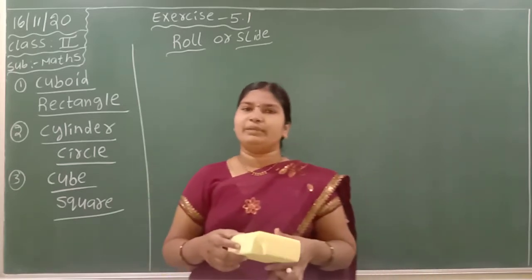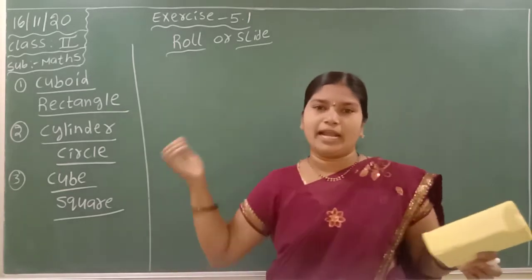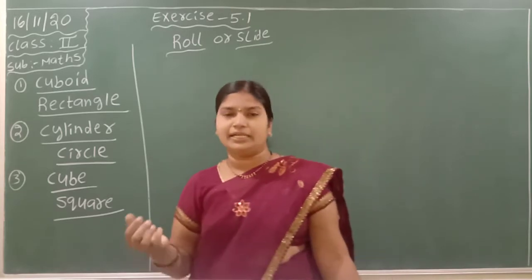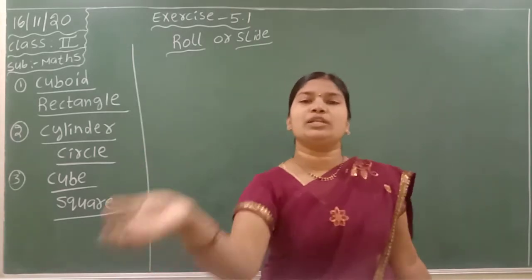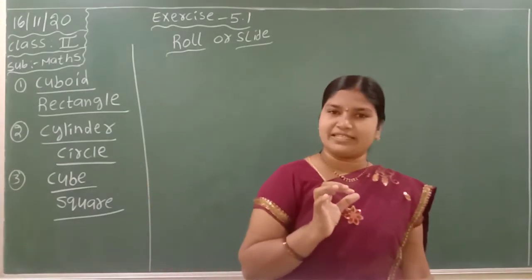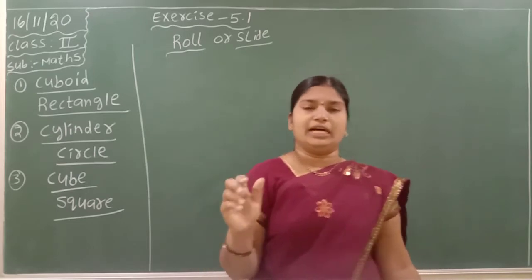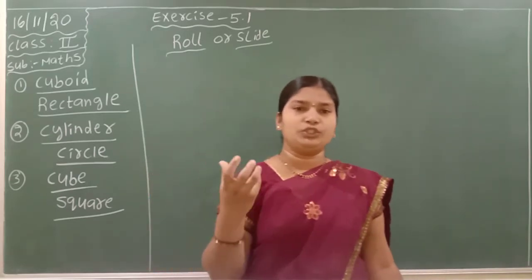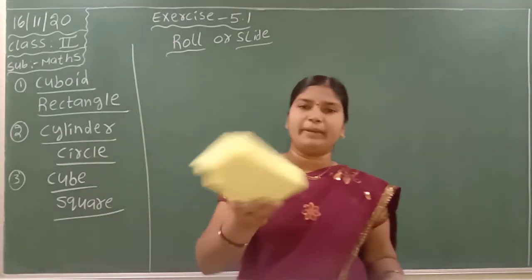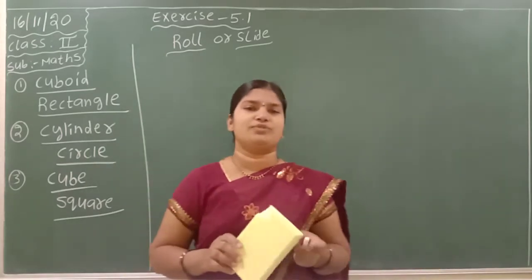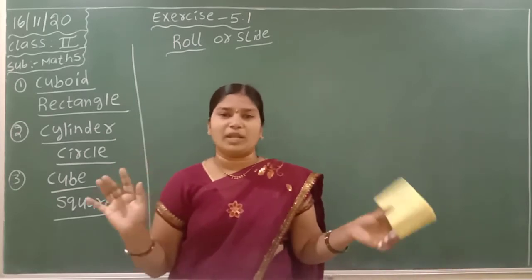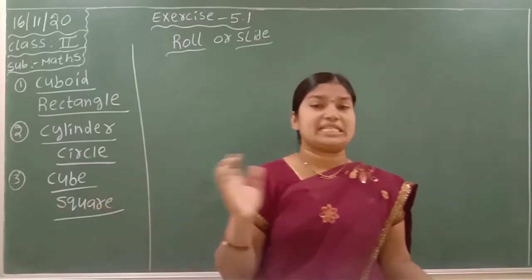Okay. For example, take a ball, throw it on the floor and observe. Will it roll or slide? The ball is continuously rolling. It cannot slide. So the ball is the example for roll. And take your compass box. You have to throw it on the floor, on the bench, on the desk and observe. The box cannot move continuously. It will stop like that only. It is known as slide.